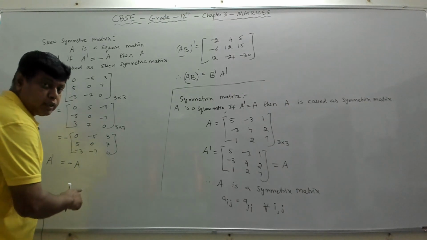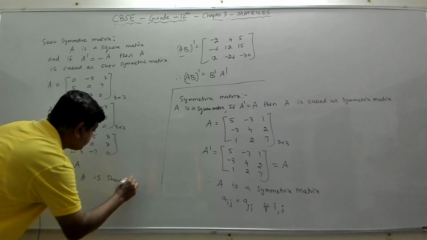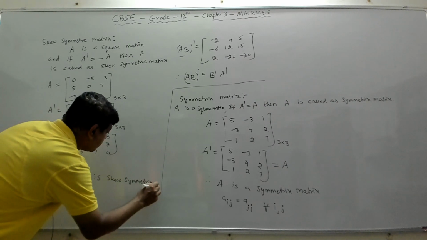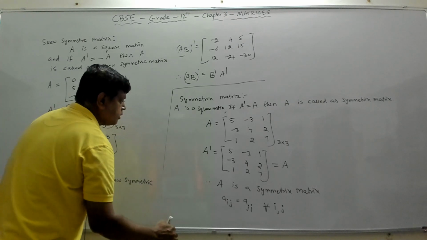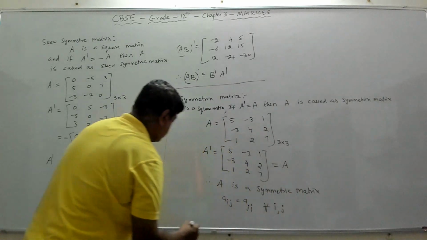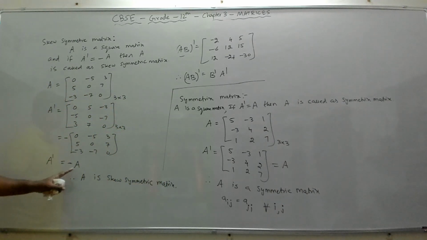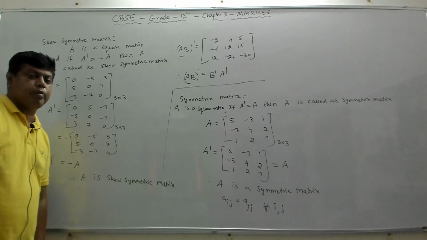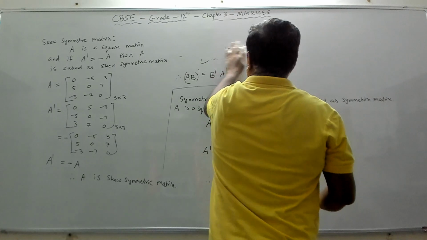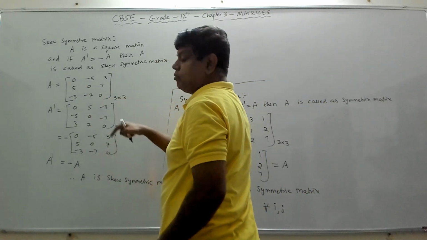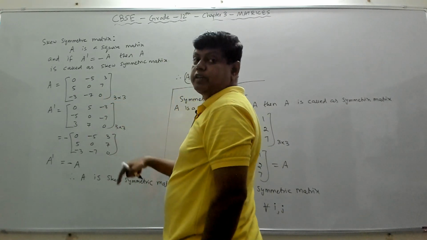The moment we get A transpose equal to minus A, we call A a skew symmetric matrix. Sorry, skew symmetric matrix, because your A transpose equals minus A. So A is called a skew symmetric matrix. This is an example of a matrix that is skew symmetric. And if you observe, for a skew symmetric matrix, your diagonal elements have to be 0. All your diagonal elements A11, A22, A33 all have to be 0.